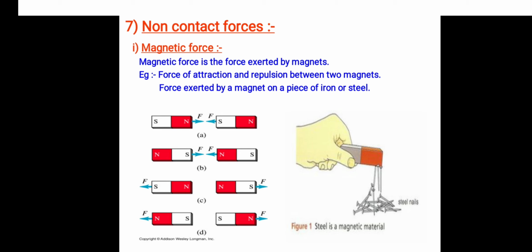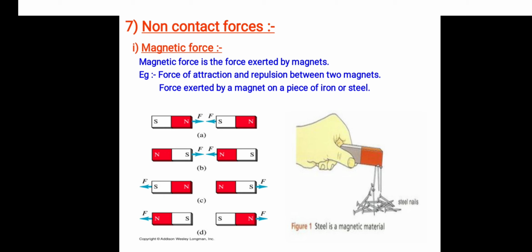So the third figure, figure C. Look at figure C. The north pole of the first magnet repels the north pole of the second magnet. Similarly, in the fourth figure, the south pole of the first magnet repels the south pole of the second magnet. So these are attractive and repulsive forces.